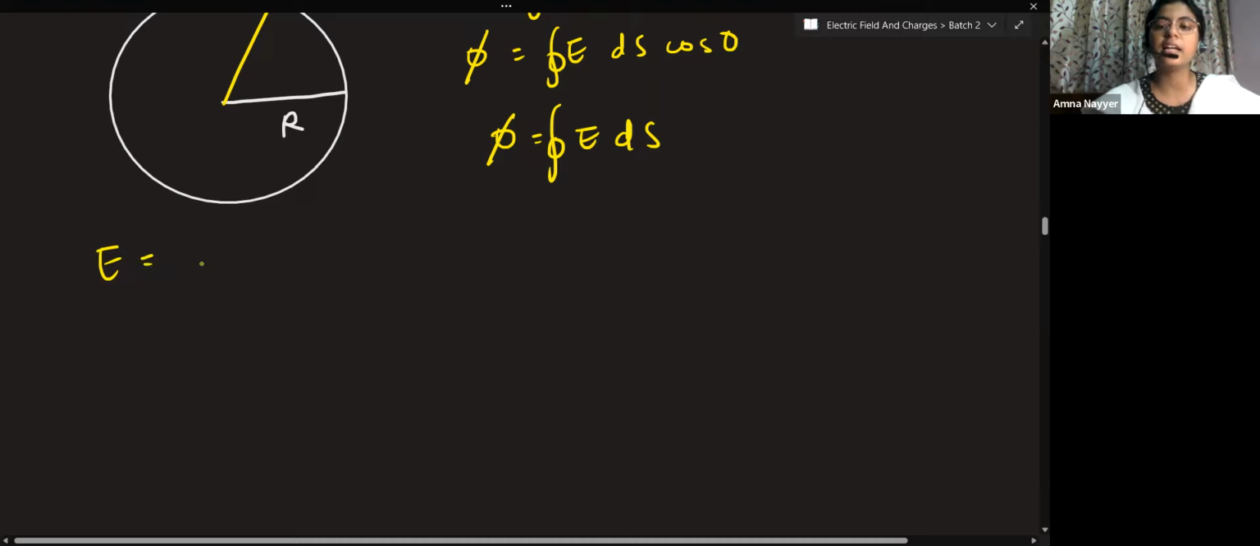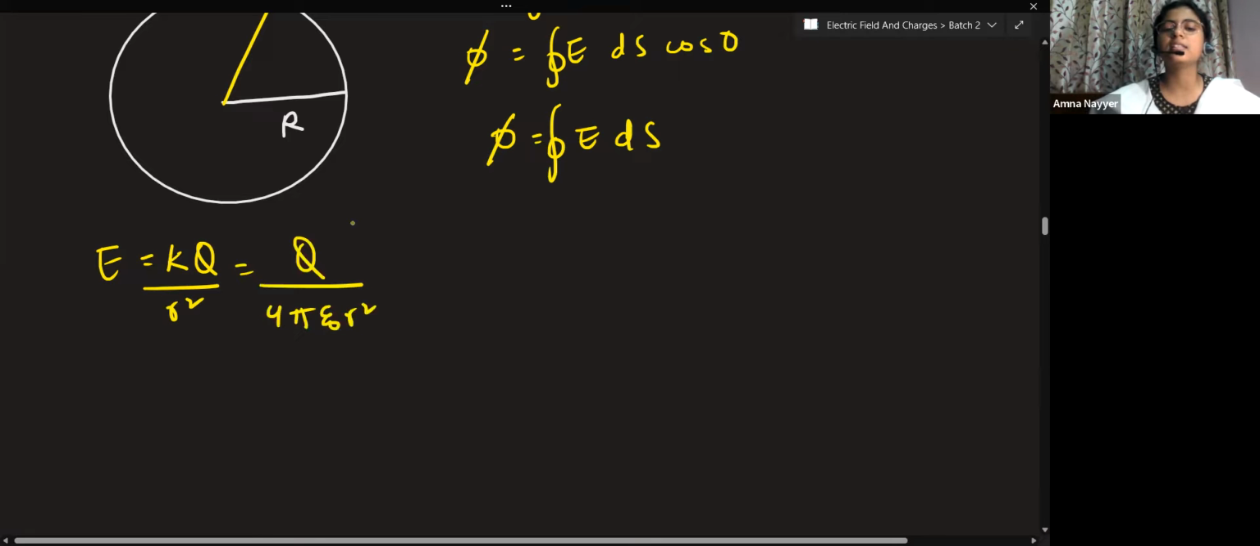We have seen electric field was force by charge. Force was kq multiplied by q divided by r square. So one q got eliminated. This was the formula, kq divided by r square. So we can write it in terms of epsilon naught. This becomes q by 4 pi epsilon naught r square. This is the electric field due to a point charge or a sphere. The value is same. The calculation is same. So if we put it over here, electric field is this.